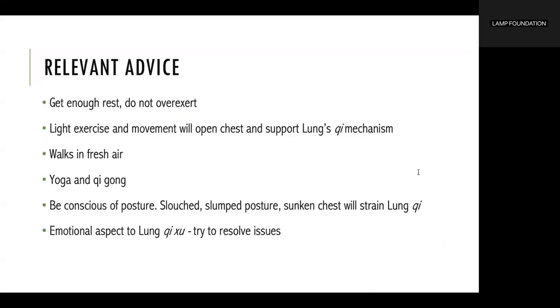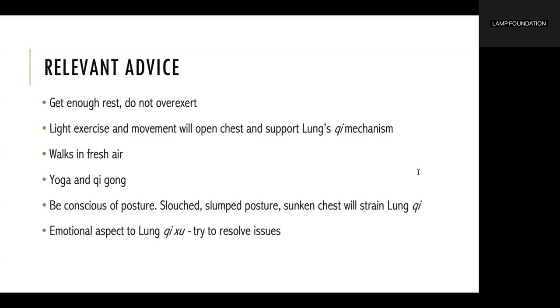A person with lung qi deficiency must ensure that they get enough rest and do not overexert themselves. However, light exercise and movement will be beneficial because they will open the chest and support the lungs' qi mechanism. Going for walks in fresh air will be salutary because the person will get some light exercise and the fresh air will nourish the lung.